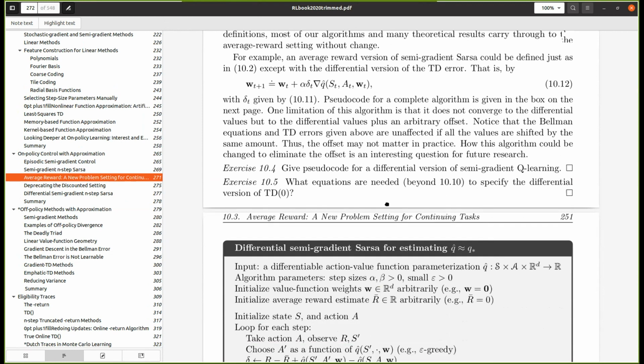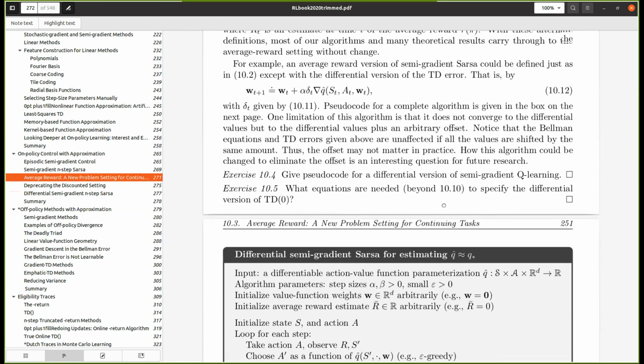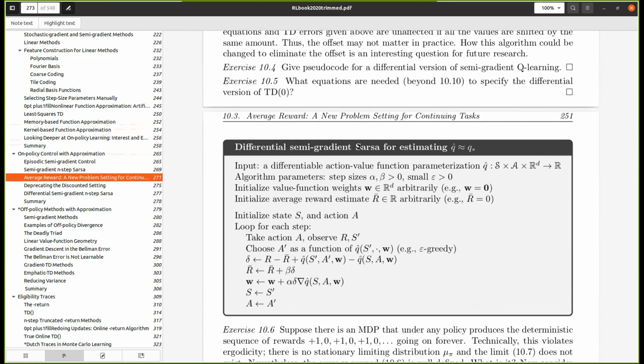Okay, so now maybe to make sure that this is clear, let's have a look first at the differential semi-gradient SARSA algorithm. It's similar to what we have for the episodic case, but there are some differences. Notice this time we have two step size parameters, alpha and beta, right? And a new value we are going to learn during our process, this R bar.